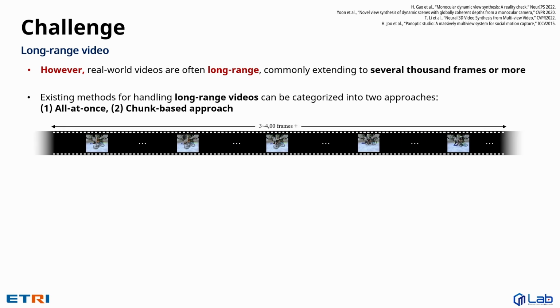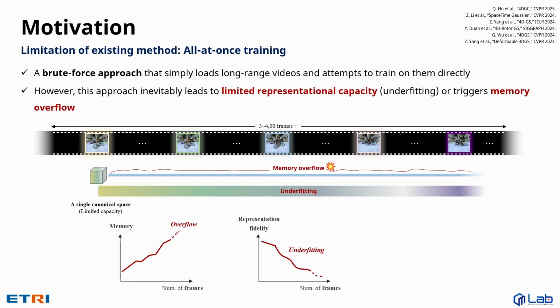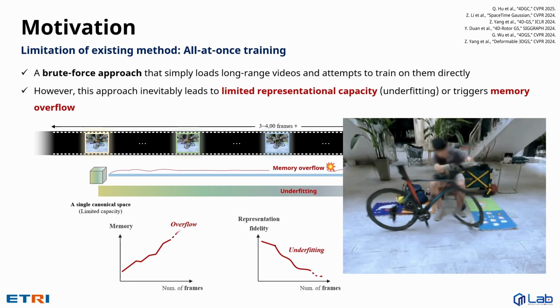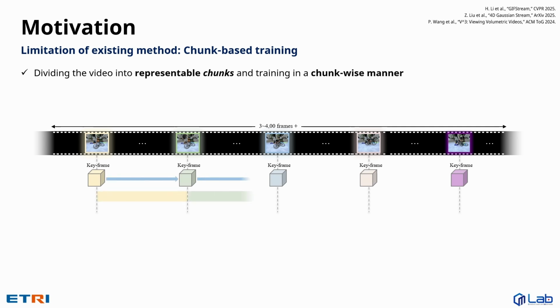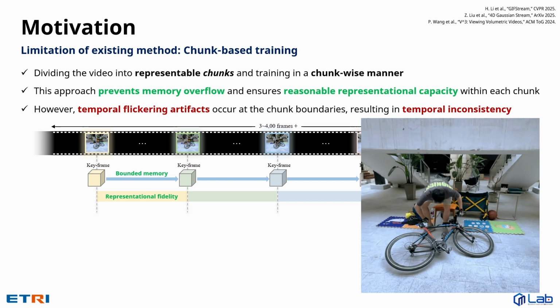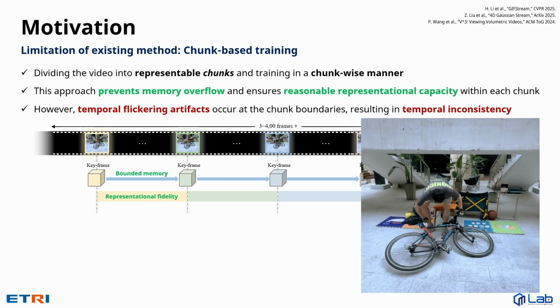To handle such long-range videos, existing methods mainly follow two directions: all-at-once training and chunk-based training. All-at-once training optimizes the full video in one canonical space with a single deformation network. However, long sequences often cause memory overflow or underfitting. The second approach is chunk-based training, which divides the video into smaller chunks and trains them separately. This avoids memory overflow and maintains reasonable capacity within each chunk. However, it often produces temporal flickering artifacts at chunk boundaries, which degrades temporal consistency.